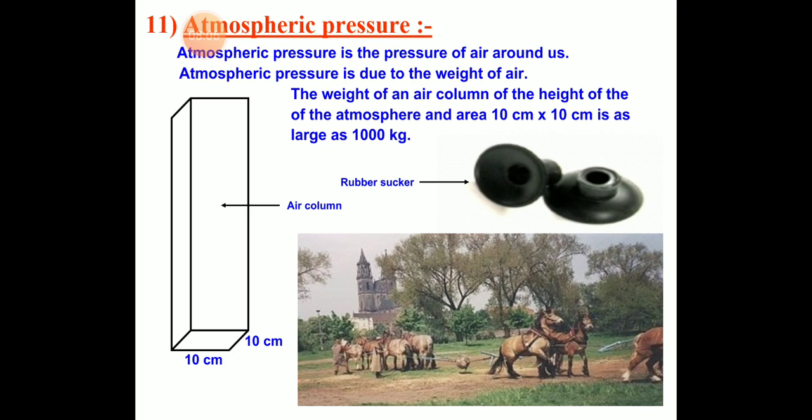Atmospheric pressure. We know that there is a layer of air around us which is called the atmosphere. This atmosphere exerts pressure on us, that is called atmospheric pressure. This atmospheric pressure is due to the weight of air. The weight of an air column, the height of the atmosphere, over an area of 10 centimeter by 10 centimeter is as large as 1000 kilogram.